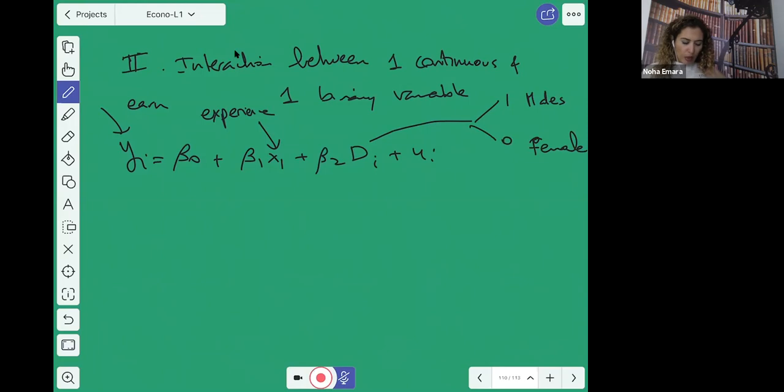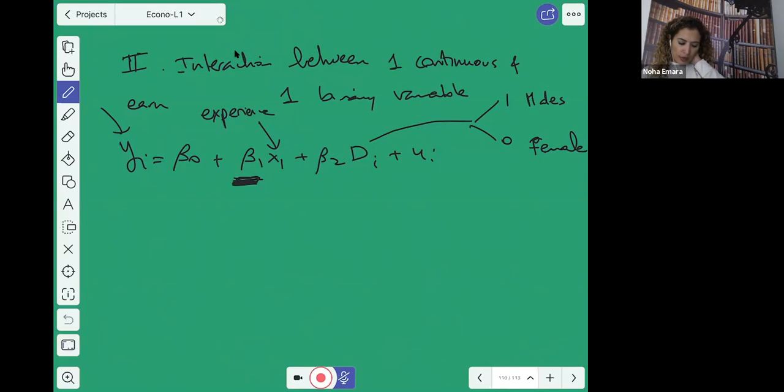Now, if I'm asking you, can you check if the effect of experience on earning is the same for both genders? Like, can we check that? By looking at this equation, the answer is yes, because this is experience, right? And this is the effect of experience on earning, and it doesn't seem to be different for both genders because it's not interacted with the gender type.